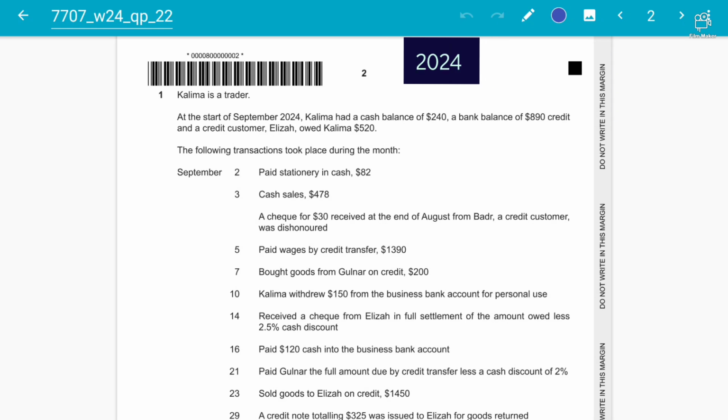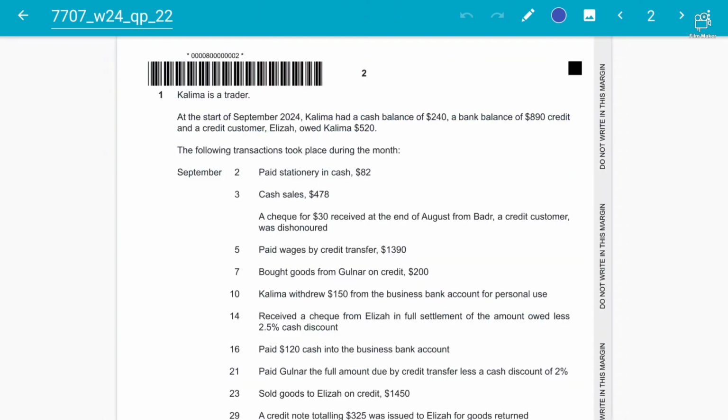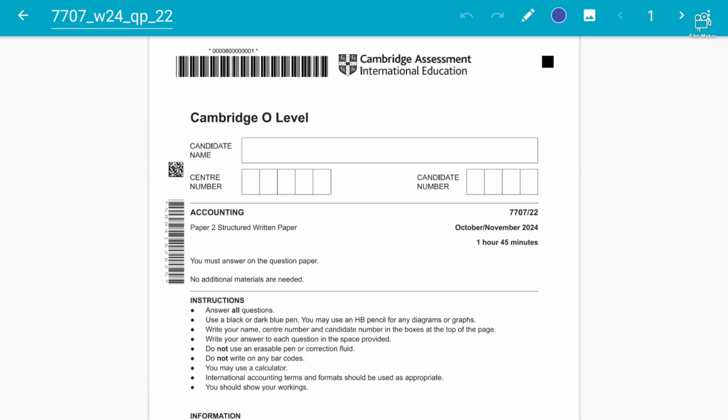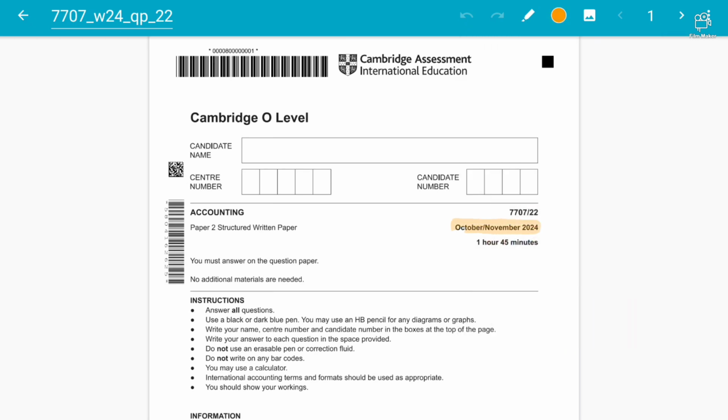Today we are going to solve the IGCSE O levels accounting past paper. Our discussion will be on the cash book. So let's get started. Try to understand what the concepts involved in a cash book are, what the format for a cash book is, and how you solve a cash book question of 20 marks and its relevant parts as well. For the recent paper, we have October-November 2024, paper 2, variant 2.